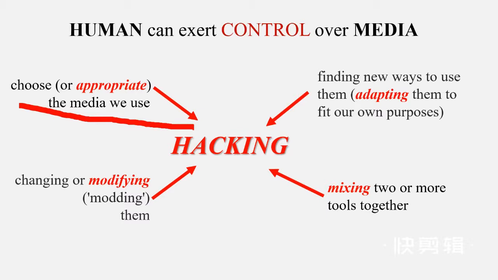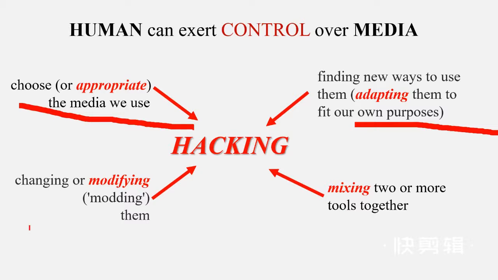The second one is by finding new ways to use them. This way is very easy to understand. In other words, it's about adapting the media to fit our own purposes. For example, Facebook can be used to share personal information with our friends, or it can be adapted to other uses, like mobilizing people to protest Facebook's privacy settings and terms of use.